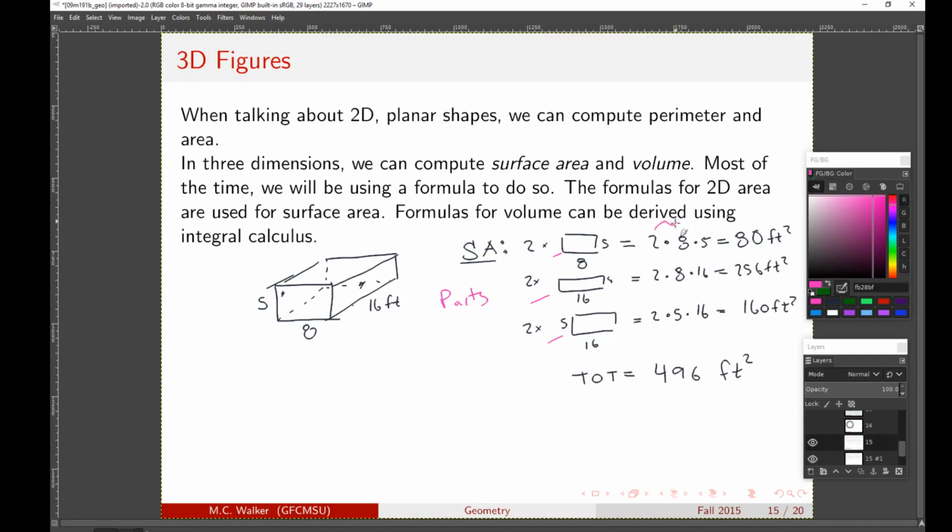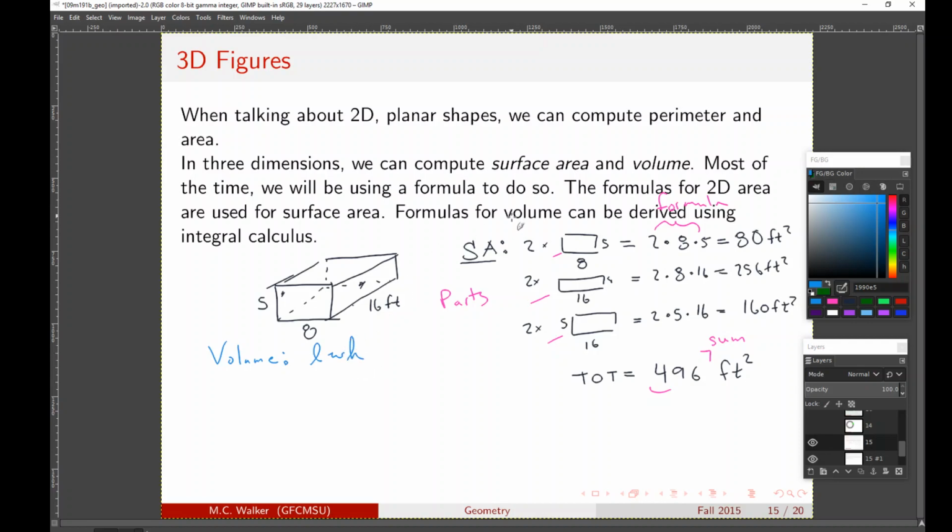And you can see what we did is we broke it down into parts. And then each part had its own little formula. And we added them all together. And then for volume, it's just simply a formula. Length times width times height.